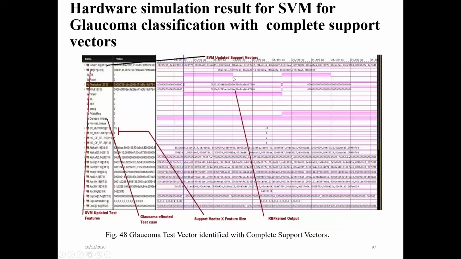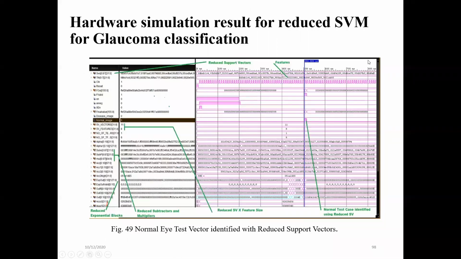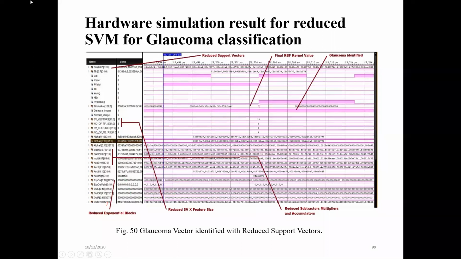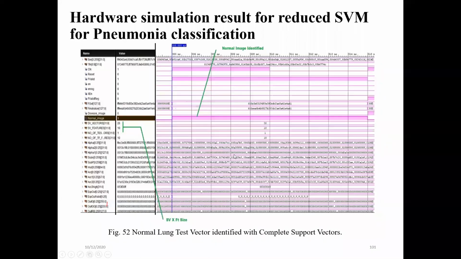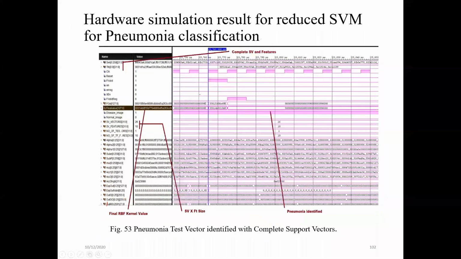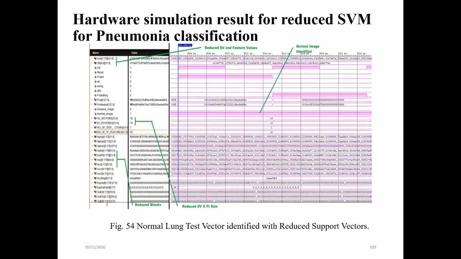This is highlighted. Hardware simulation for glaucoma classification with complete support vectors is shown here in this simulation window, and hardware simulation for reduced SVM is highlighted here. In a similar manner, the simulation waveform for glaucoma classification is shown. The hardware simulation result for 40 test images is shown, 20 glaucoma and 20 abnormal. And the hardware simulation results for reduced SVM pneumonia classification are done. So you may observe multiple simulation waveforms for different cases.